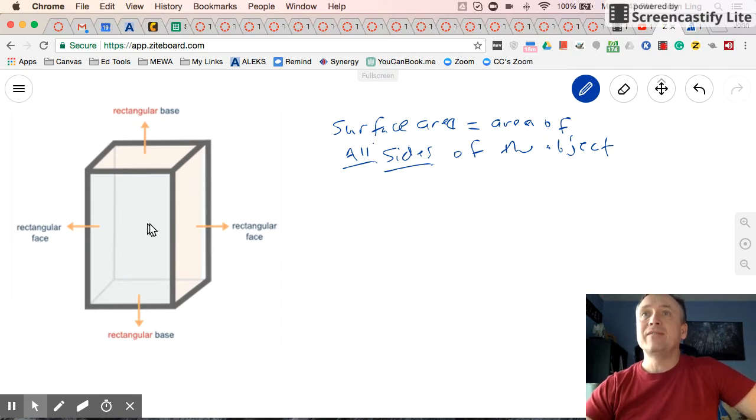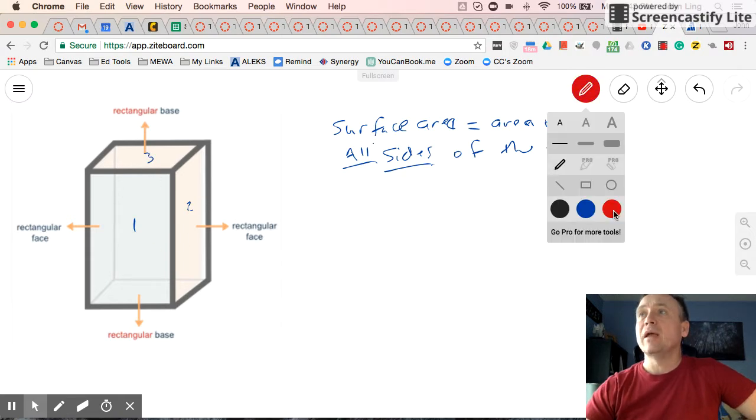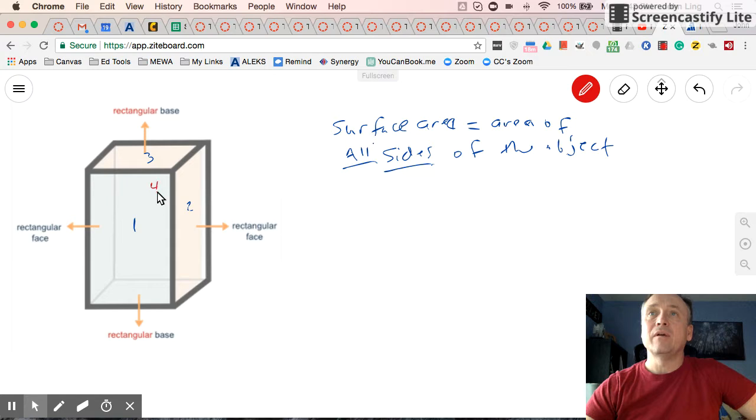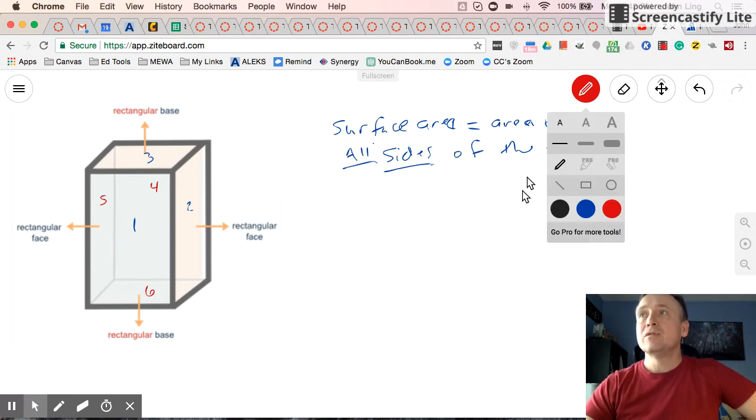And again, this has six sides. There's one side there, two sides there, three sides there. And then on the back, I'll do those in red. There is this side. Let's do these the same. So 1 and 4 are the same. 2 and 5 are the same. And 3 and 6 are the same. Okay? So to calculate this, let's just say these are the side numbers. I probably should have used letters, but let's just say, I'll use black here.